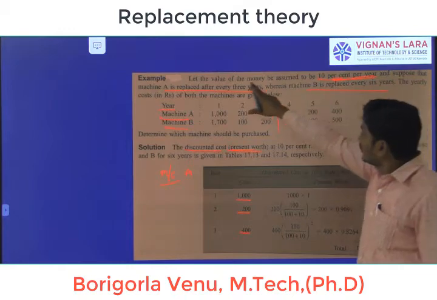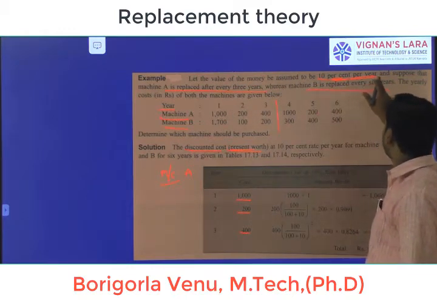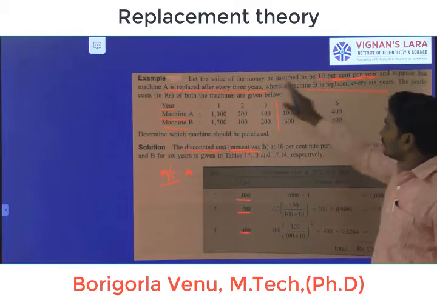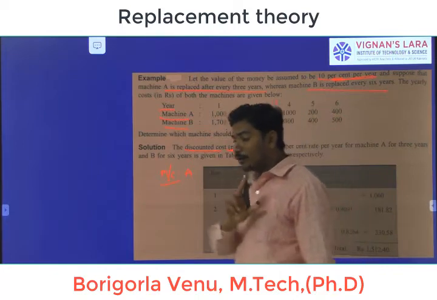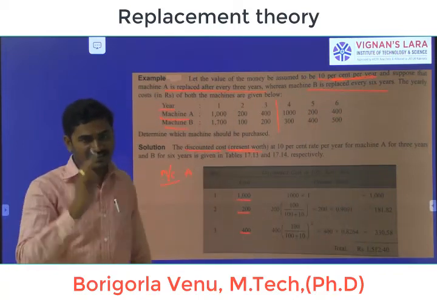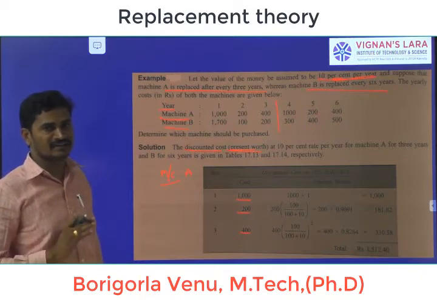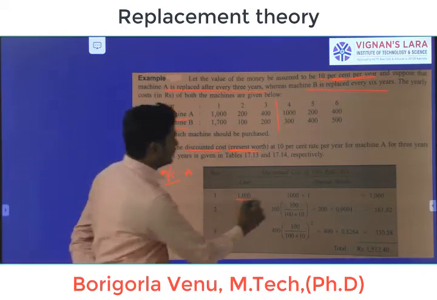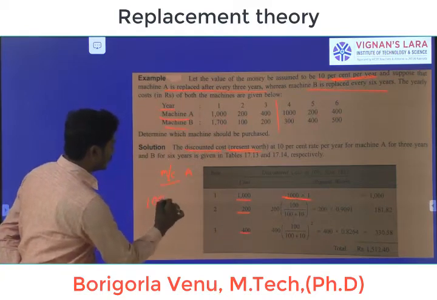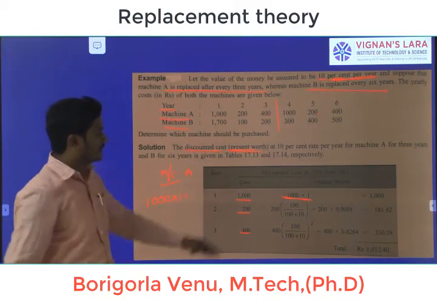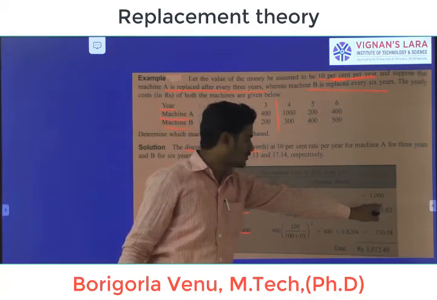Here it is given: let the value of money be assumed to be 10% per year, and suppose that machine A is replaced after every 3 years. Here we have to remember one thing. At the initial stage, in the first year, we don't calculate any interest rate. For the first year we simply take 1000 into 1, directly. There is no discount rate. Okay, it is directly the present value of this 1000 rupees.